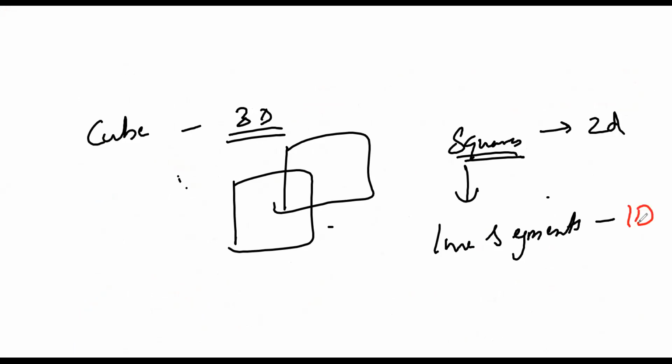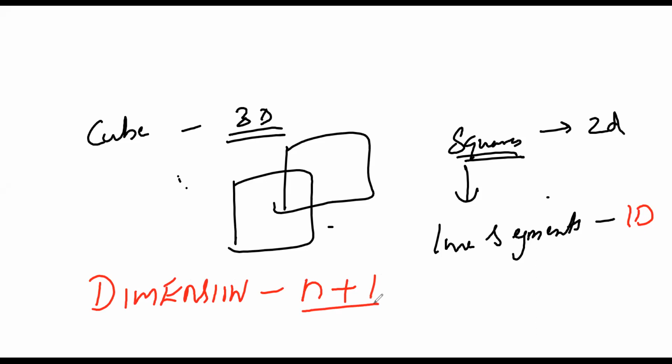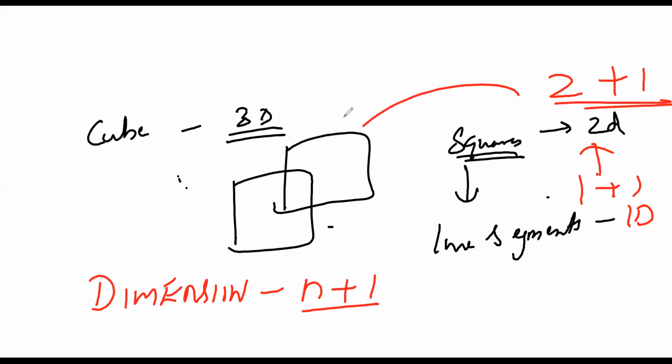So there is a basic formula in geometry: the dimension of an object is n plus 1, where n is the dimension of what it is made of. Line segment is 1, 1 plus 1 is 2. Square is 2, 2 plus 1 is 3. That's how we are getting the cube. So according to this, what is our circle?